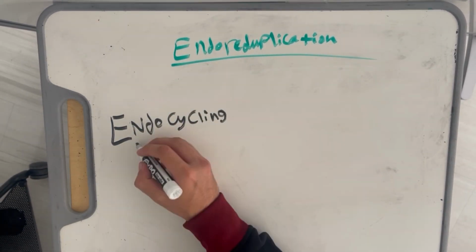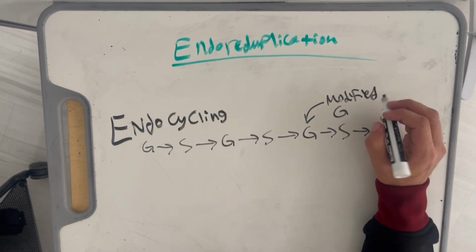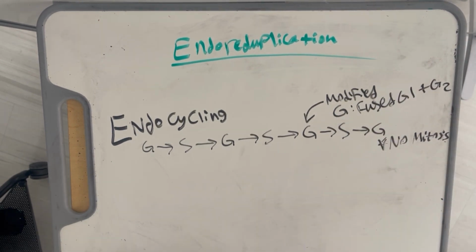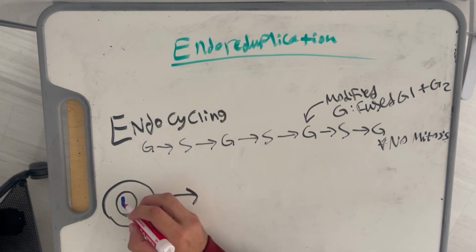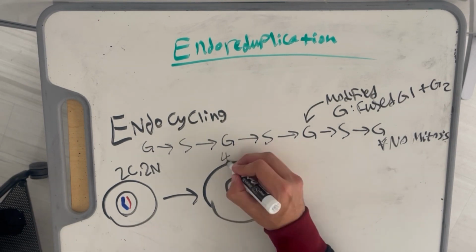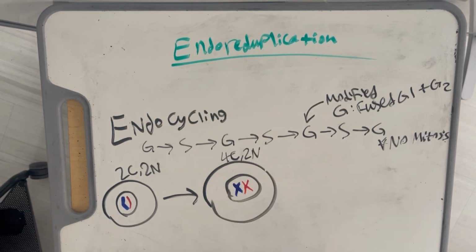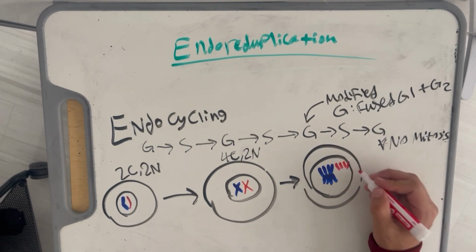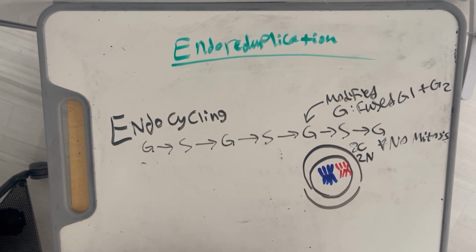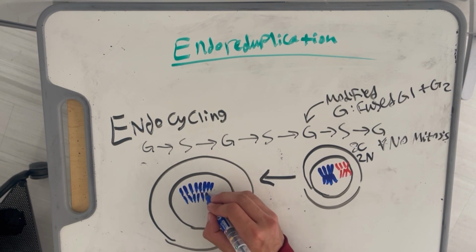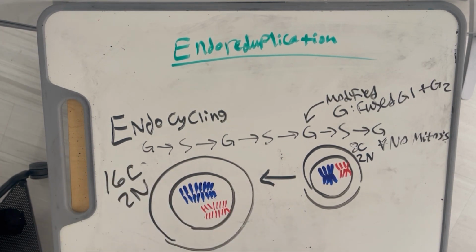A cell that undergoes endocycling, on the other hand, goes through a process that only contains G and S phases. Now, G is actually a modified G that contains a fused G1 and G2, and a cell that undergoes endocycling does not go through mitosis. So if we start with a diploid cell with 2C, eventually it will go through the growth phase and it will replicate its DNA content, having 4C and still being a diploid cell. And since the cell will keep going through the G and S phases over and over, it will keep on replicating its DNA content, leaving us with a huge nucleus having many DNA content.